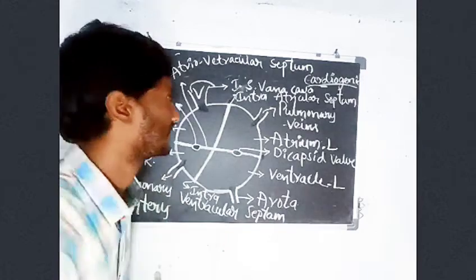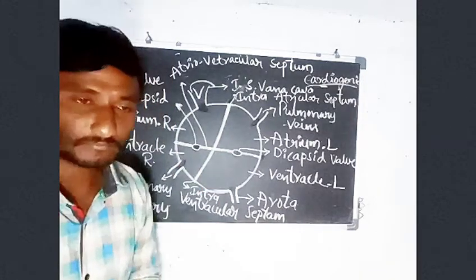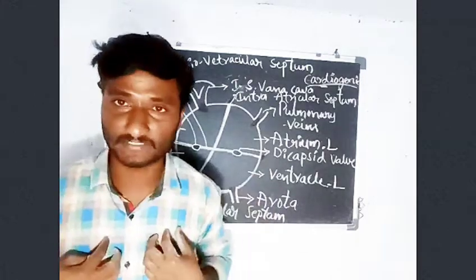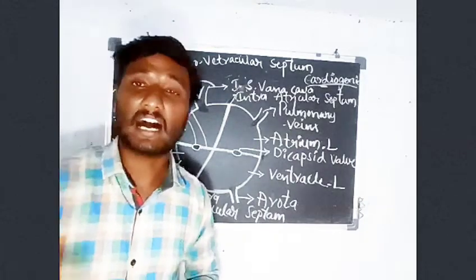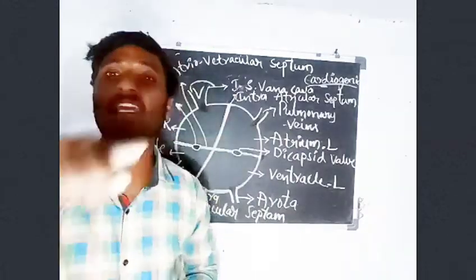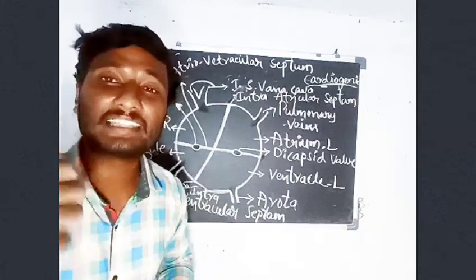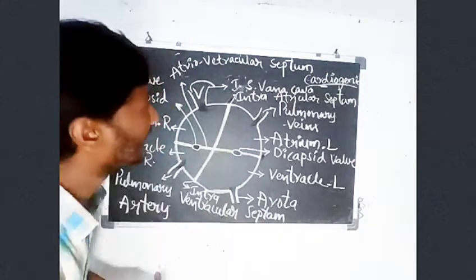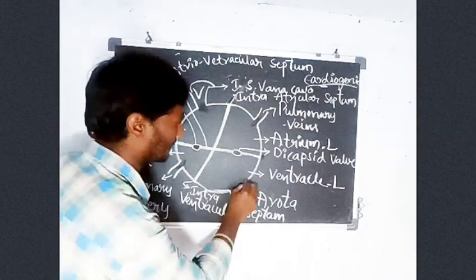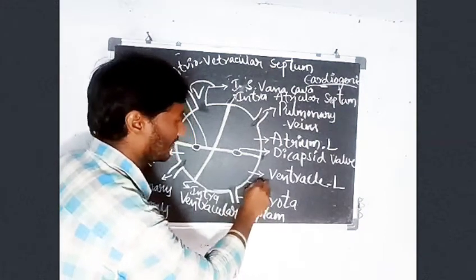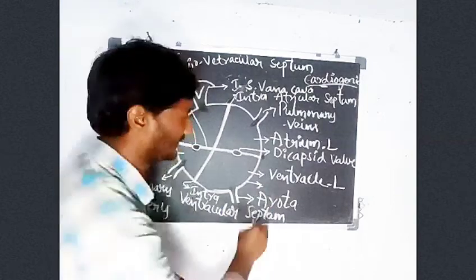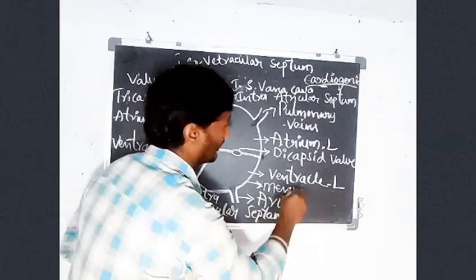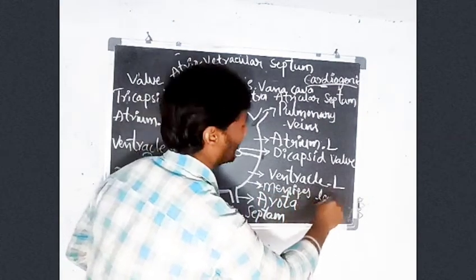Look there. When we are observing our heart, our heart is totally covered by one thick layer. The layer name is called the pericardium layer.